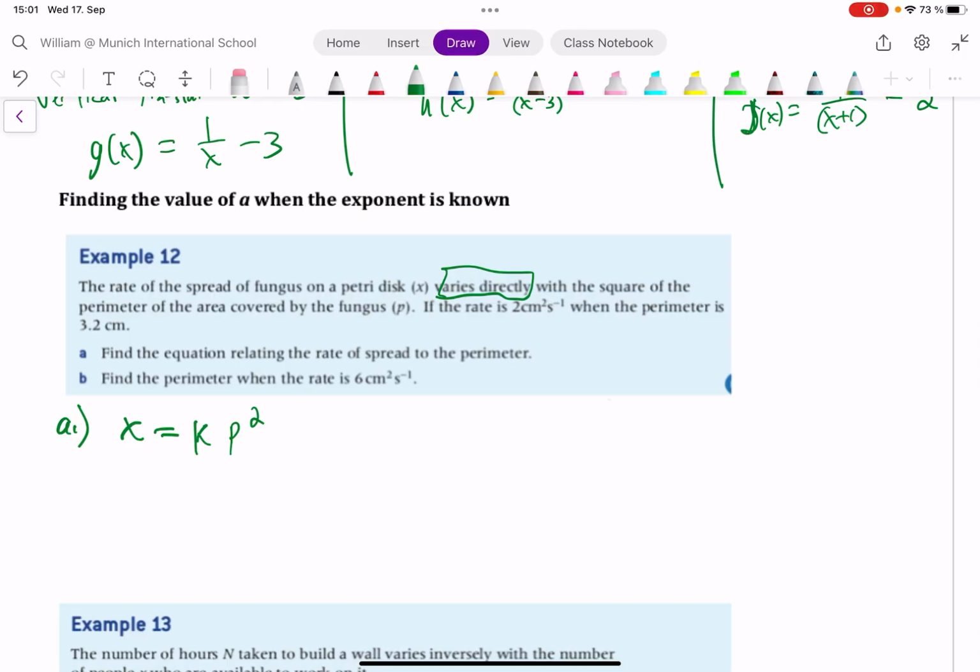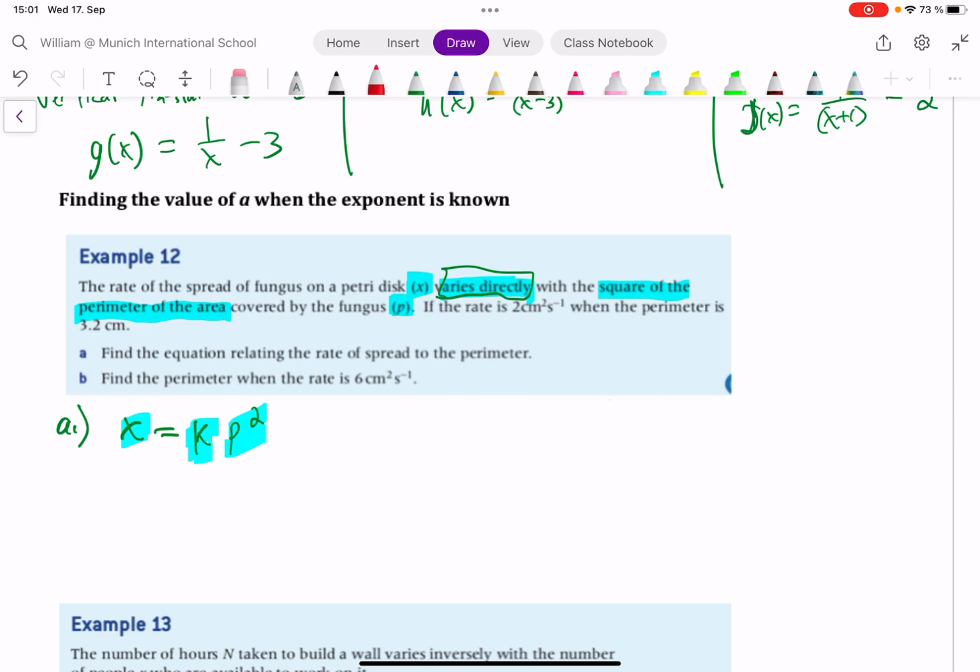And so what it's saying is the rate of the spread, which is x, varies directly, so is a multiple of the square of the perimeter of the area, which is just p. So x is a multiple of p squared. That's where this equation comes from. And so then it gives us some information.